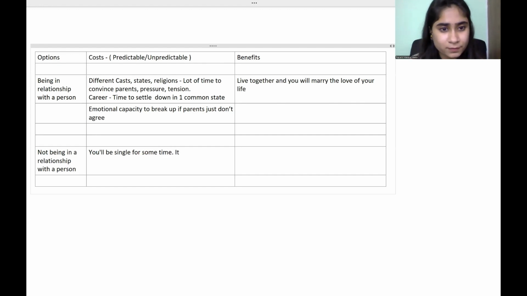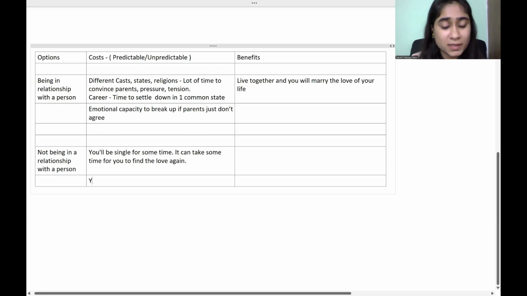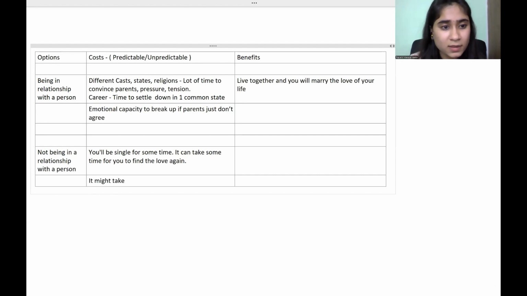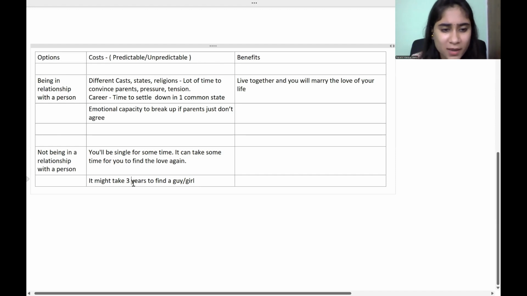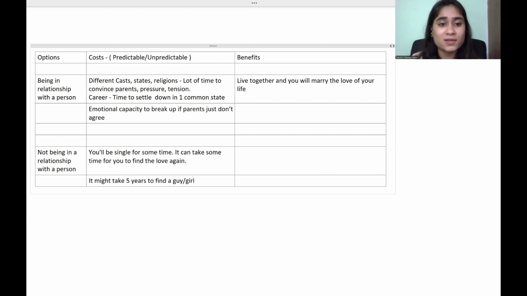What can be the other thing? It can take some time for you to find love again. The unpredictable cost can be, let's say you assume it will take you 6 months or 1 year to move on, but it might take 3 years altogether to find a guy or a girl. And are you ready to wait till that time? And that is the unpredictable. No one will think 3 years or let's say 5 years also. Do you have the time to wait 5 years to find the right guy or the right girl again?